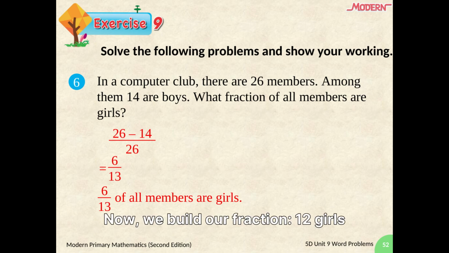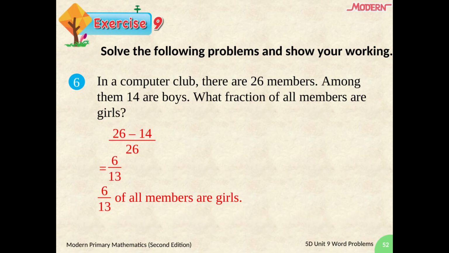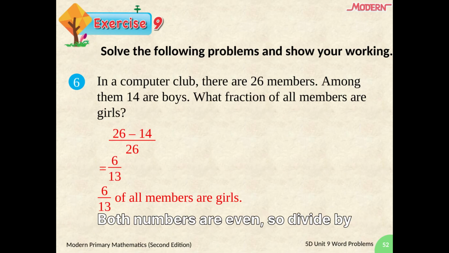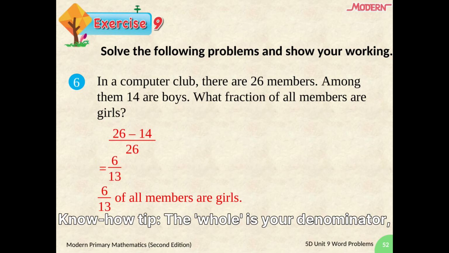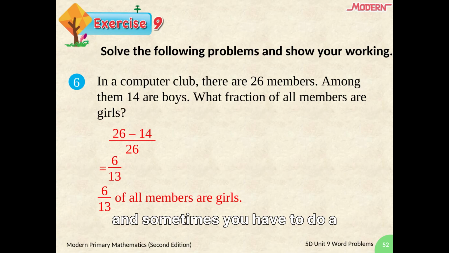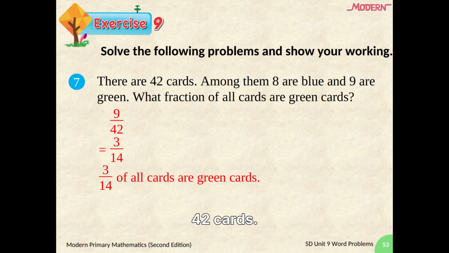Now we build our fraction, 12 girls over 26 total members. Look at the calculation. It shows this exact step. Now we simplify. Both numbers are even, so divide by 2 to get 6/13. Know-how tip. The whole is your denominator, and sometimes you have to do a little subtraction to find your part. 6/13 of the club are girls. Great logical thinking.